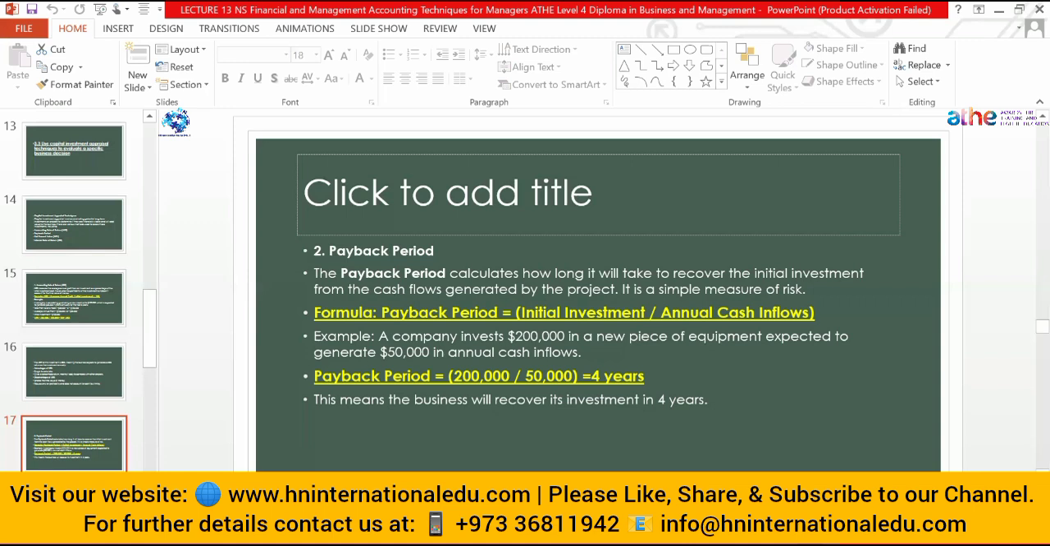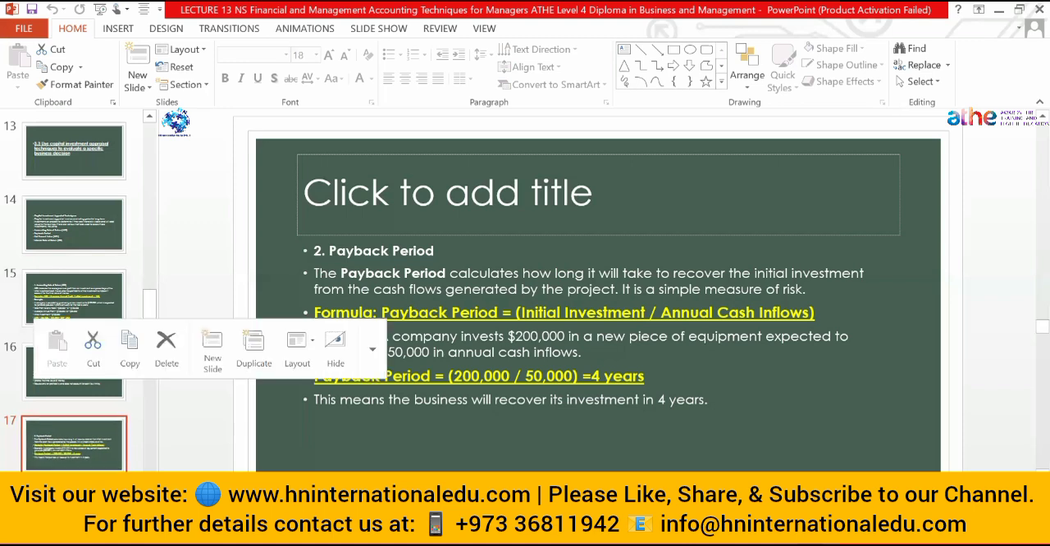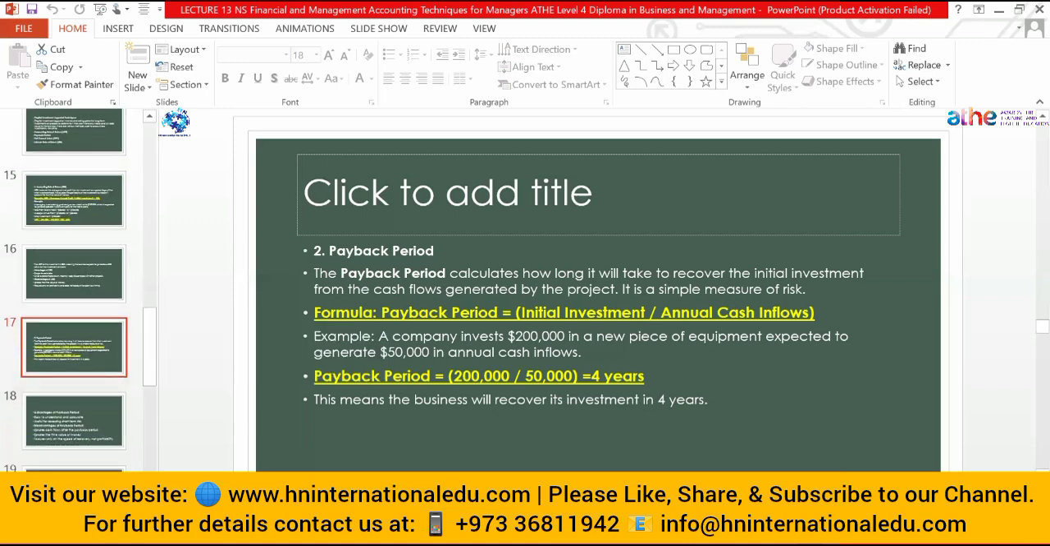For example, a company invests $200,000 in a new piece of equipment expected to generate $50,000 in annual cash inflows. I'm not going to do the complete wording. Payback equals, simple, initial investment of 200 divided by 50. In how many years are we going to get the initial investment back? In 4 years. This means the business will recover its investment in 4 years. Very simple. Again, we will do this in the task as well. It is going to be a bit different, but the formulas are all here with you people.